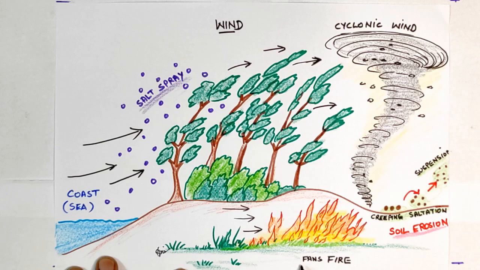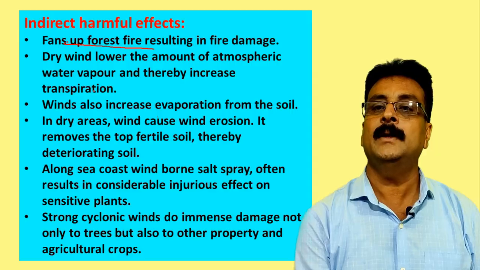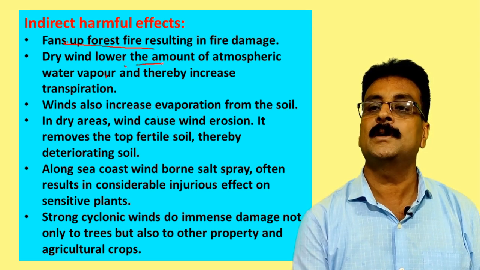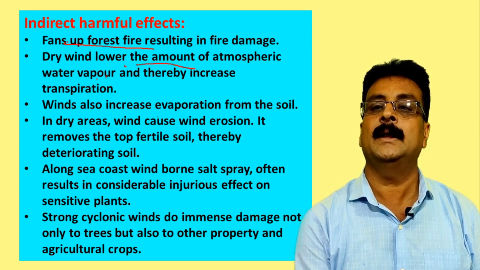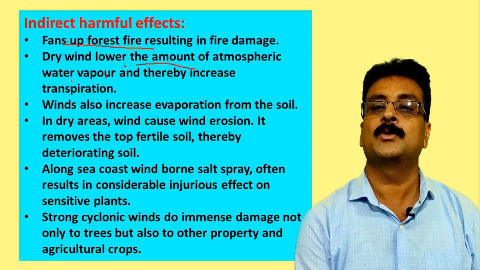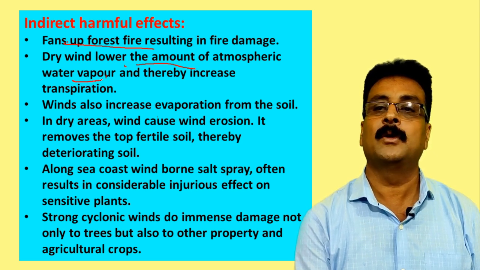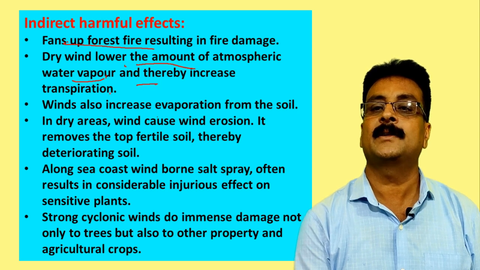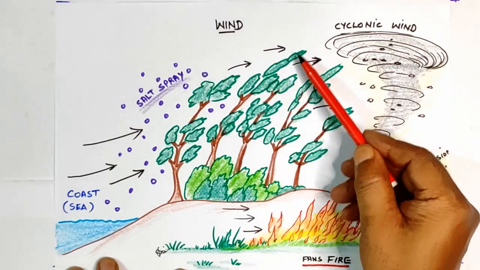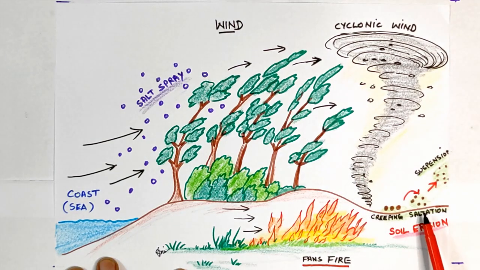It fans up the fire. If there is some small fire, it will become a big fire, from surface fire to crown fire. Then it also dries the soil, and you can see the amount of atmospheric water vapors being flown away, thereby increasing the transpiration of the tree, and not only from the tree, from the soil also. So it dries up the soil.